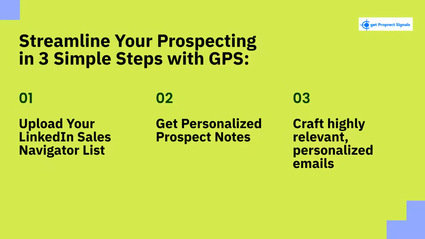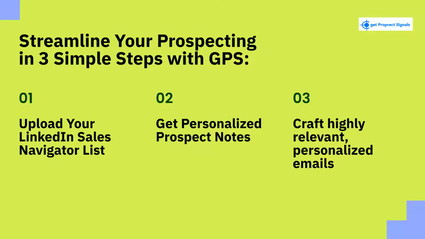Get Prospect Signals works by seamlessly tracking key signals like job openings, LinkedIn activity, company updates, and press announcements for your prospects. Simply upload your LinkedIn Sales Navigator list, add titles, and let the tool do the heavy lifting. It automatically generates detailed prospect notes based on real-time signals, making your outreach highly personalized and perfectly timed, without the need for manual research. This allows you to engage with your prospects in a way that feels natural and relevant, all while saving you valuable time.